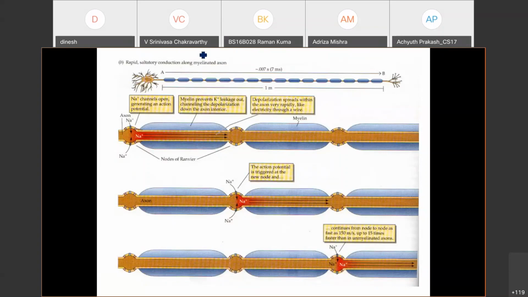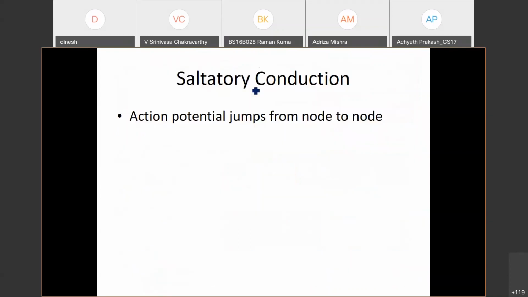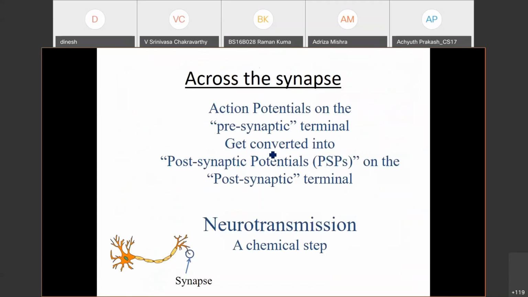So this kind of conduction is called saltatory conduction. Here saltatory doesn't have anything to do with salt. It just means it's a jumping conduction. So the action potential jumps from node to node. It's just a way of talking about it.